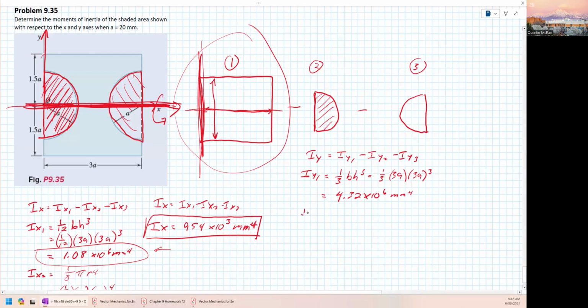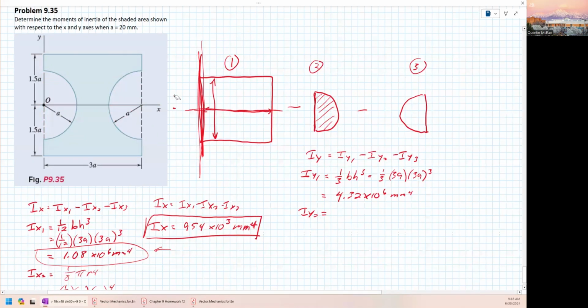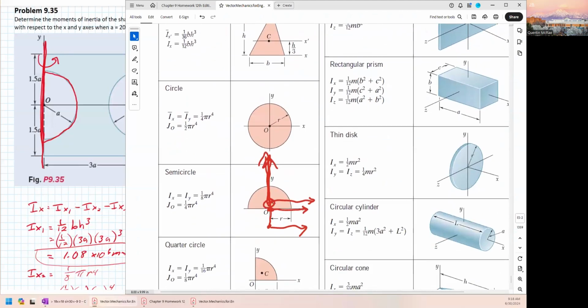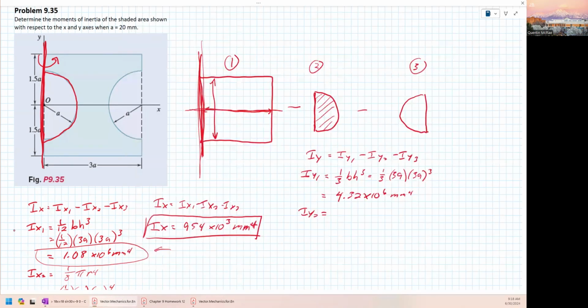So now let's look at IY2. I'm going to erase some of this to make it a little bit easier to see. We're now looking at IY of this shape right here. So we're saying relative to this axis, how hard is it to rotate it around in that direction? What is the IY of that direction? Well, it happens that we do still have a convenient table that we can look at, and we're saying it's relative to this axis, because it's rotated, and we have an answer. It's right there, 1/8 pi r to the fourth. Life is good. Life is easy.